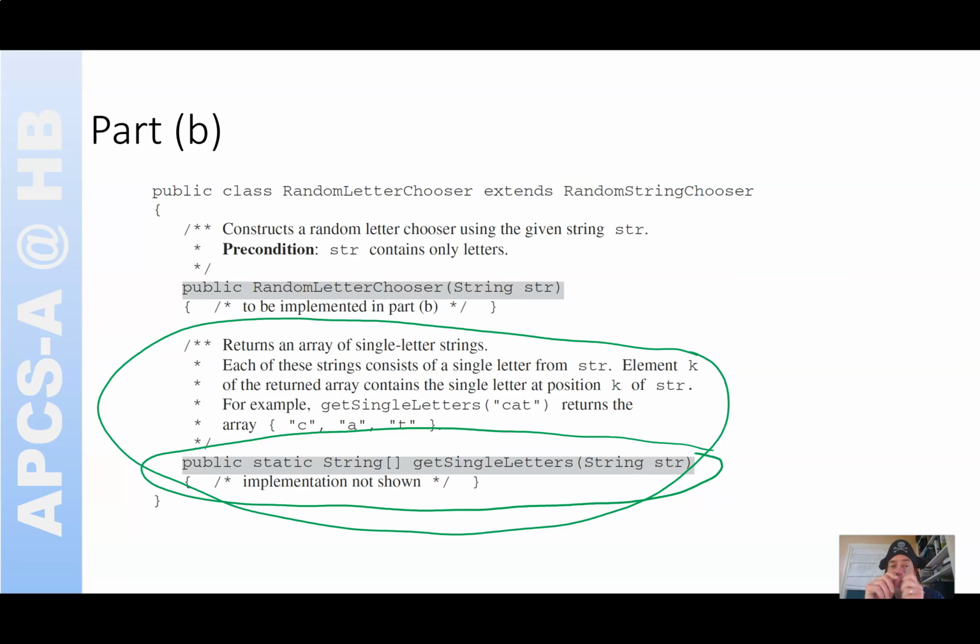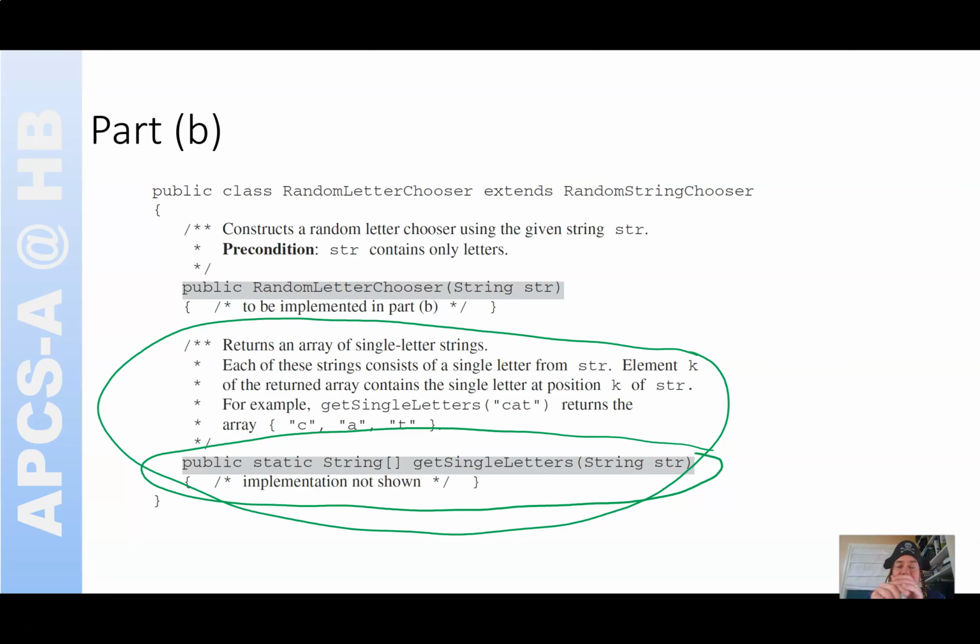They will have you on the second question. They will give you a couple of tools. They'll say, here's a class, and here are a couple methods of that class, and it will say implementation not shown. You need to be able to use those methods, even though you don't need to write them, and you don't need to know how they're specifically written. You just need to know how to use them. So in this case, you need to know that that method will take a string and return an array of the single letters, an array of strings, each string being a single letter.